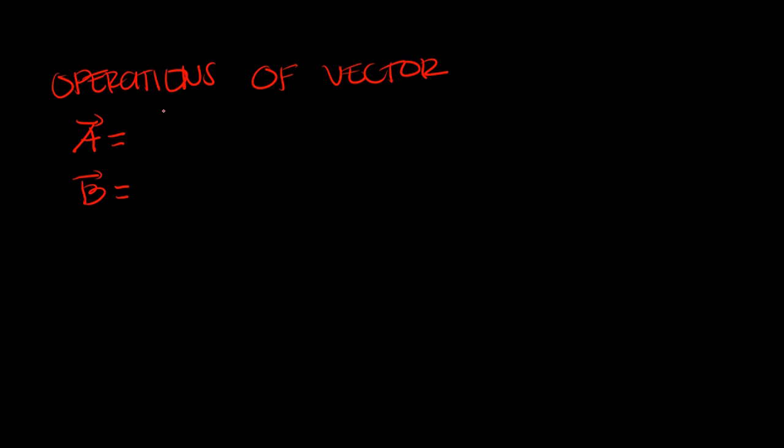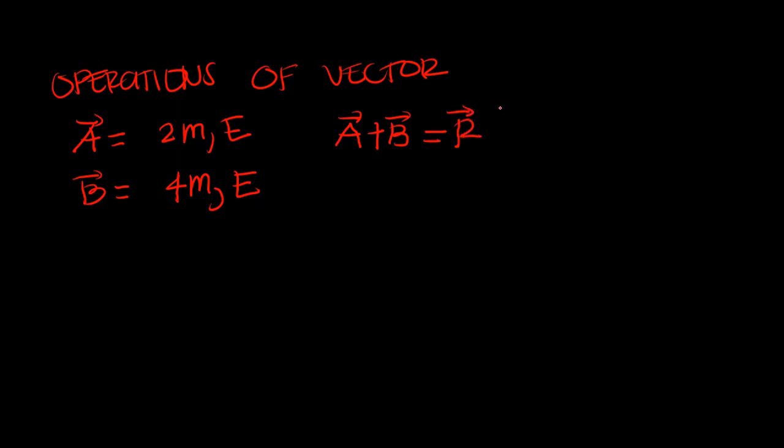So for example, here vector A is 2 meters east, and we have here vector B that is 4 meters, again east. Then we will have this addition of vectors. Let's say vector A plus vector B. The result of these two vectors, the sum of the two vectors, is called the resultant vector. So let's call that resultant vector R.